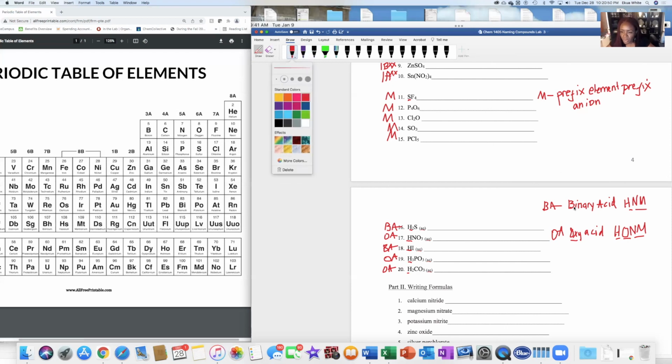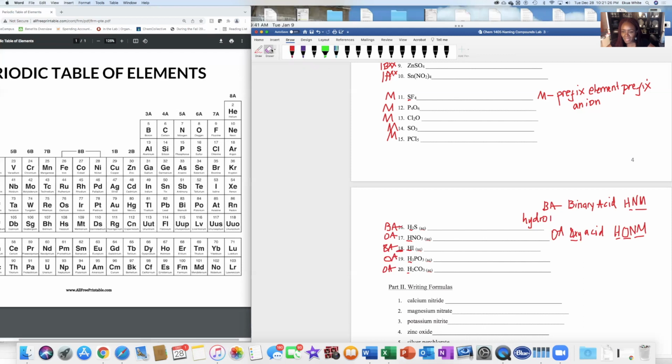Okay, so here we're going to have hydro. I'm going to do number 18. All binary acids follow this format of nomenclature. They start with hydro, and then you're going to have the stem part, right? The stem word of the nonmetal. So the nonmetal here is iodine. So remember, iod is the stem word. So hydro.